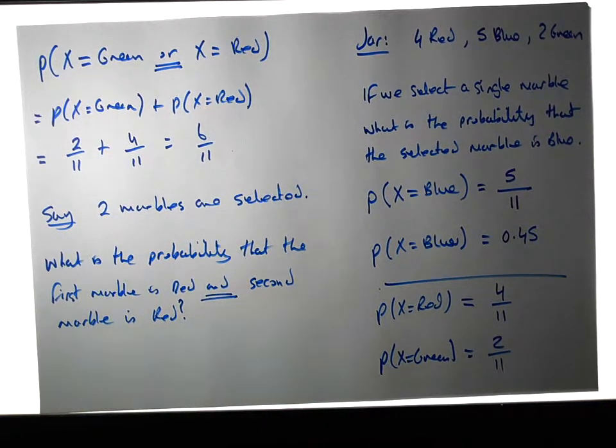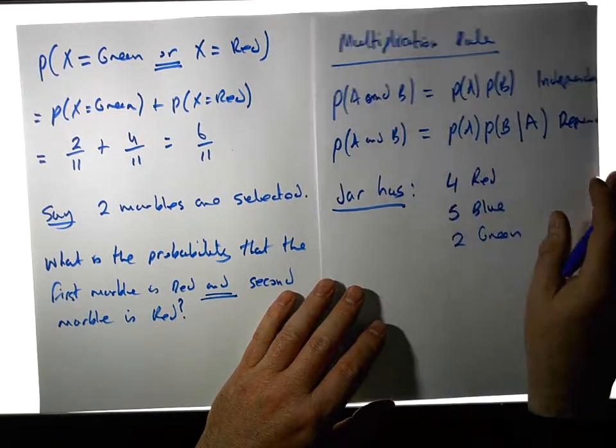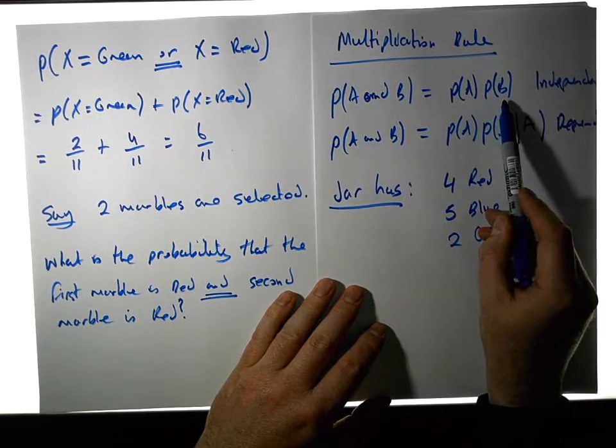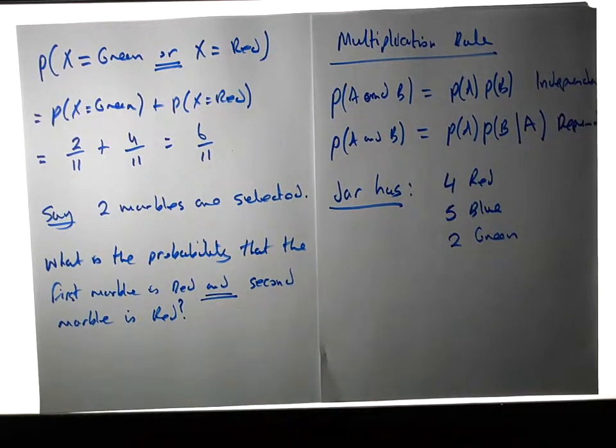So as we know, there are 2 versions of the multiplication rule. The first version is when the events A and B are independent of each other. And the second is where the events A and B are dependent on each other. What the hell does that mean? Well, let's think about it like this.